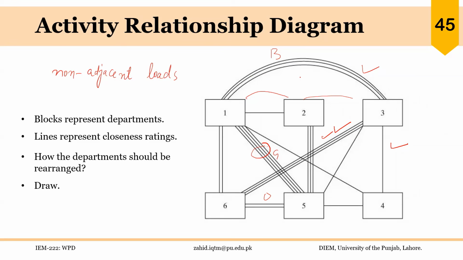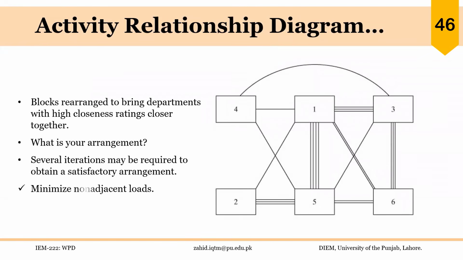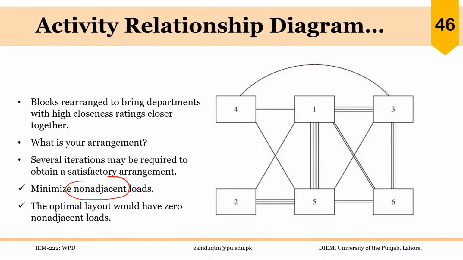So we could shuffle these departments. For example, 3 could be here and 2 could be here, and you could play with this grid and make an arrangement. This is just one example, and you could make a different arrangement than this. So the ultimate goal is to minimize these non-adjacent loads. Of course, this line is showing a certain number of loads. We could see from the table how many loads were there between department 3 and 4.